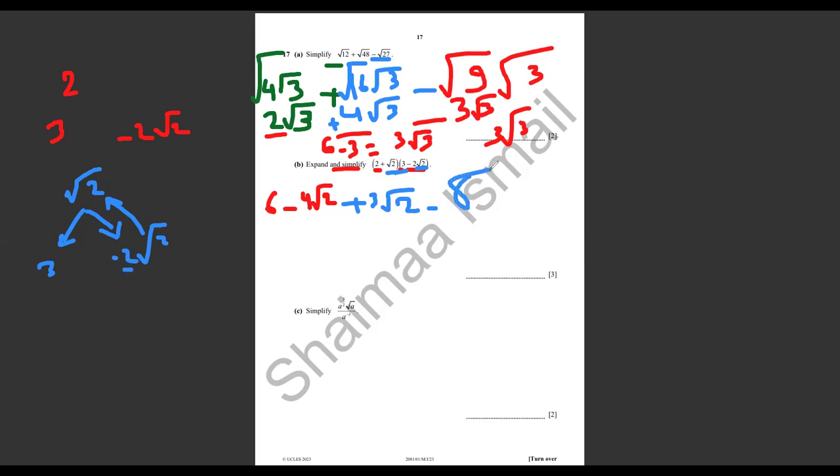Now like terms, let's collect the like terms. Here we have minus 8 and positive 6, which is negative 2, and minus 4 root 2 plus 3 root 2, which is minus root 2.